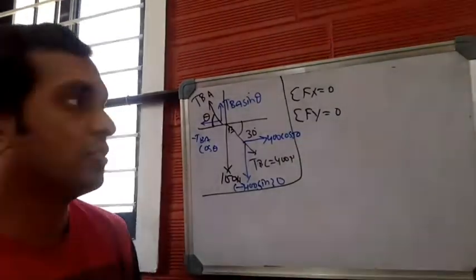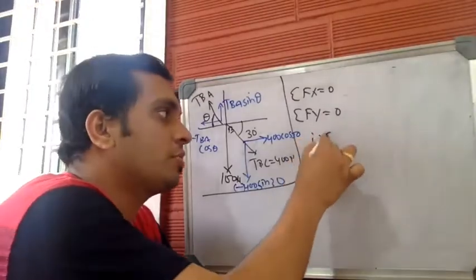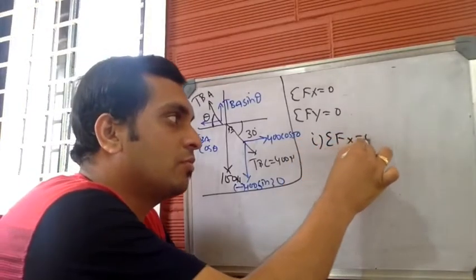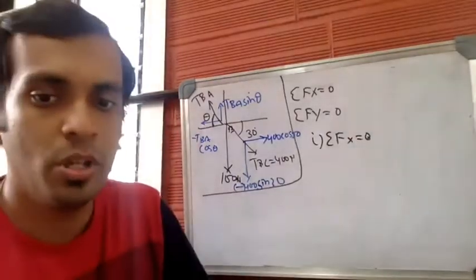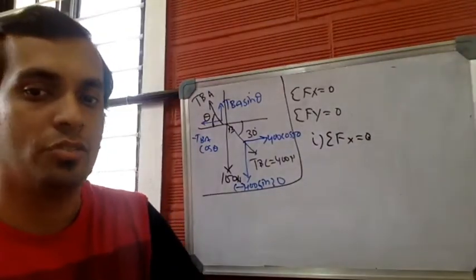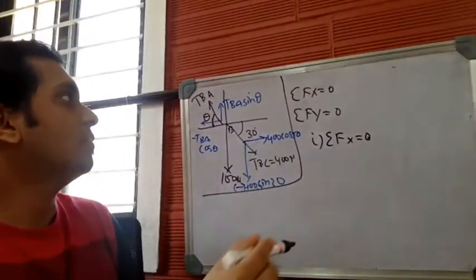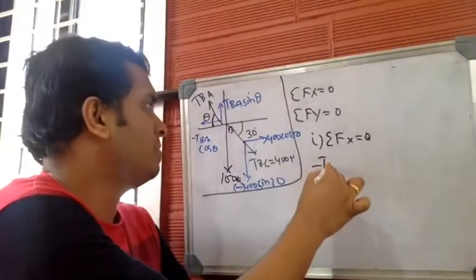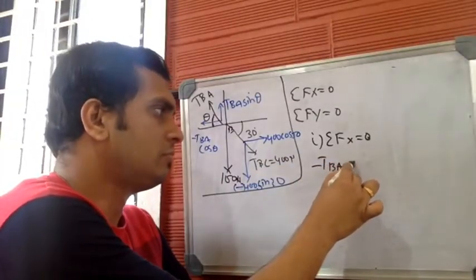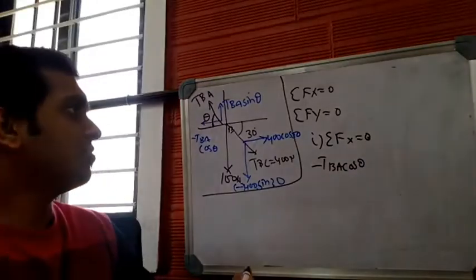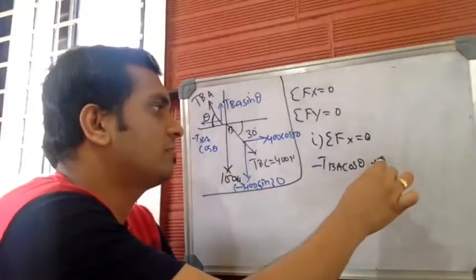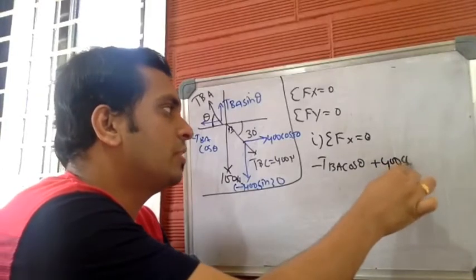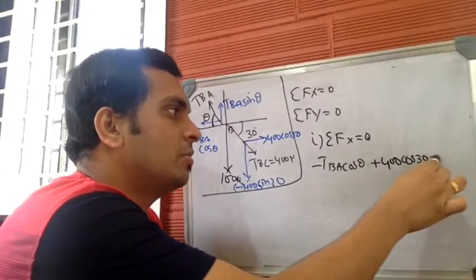Now let us apply the conditions of equilibrium. The first condition is summation of Fx equal to 0. Let us list down all the forces which move along the x direction. So it will be minus TBA cos theta plus 400 cos 30 is equal to 0.